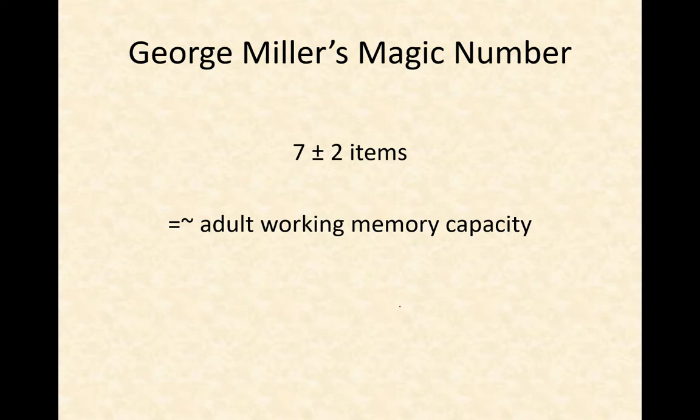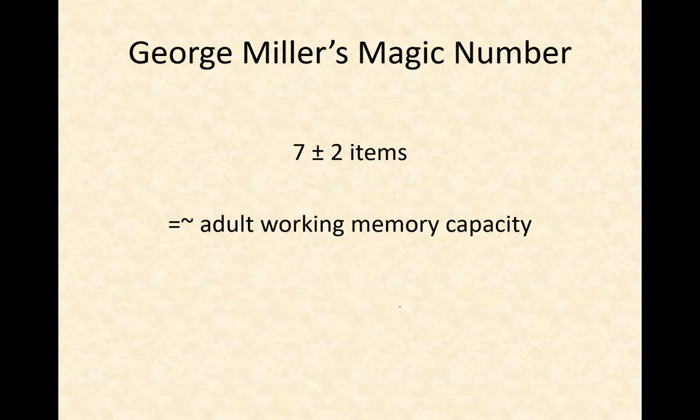So there's this long-standing idea that we can remember about 7 items in an adult's working memory capacity. And so this is 7 plus or minus 2. 7 minus 2 is 5. So the range, for most people, is from about 5 to about 9 items. That's the average adult working memory capacity.